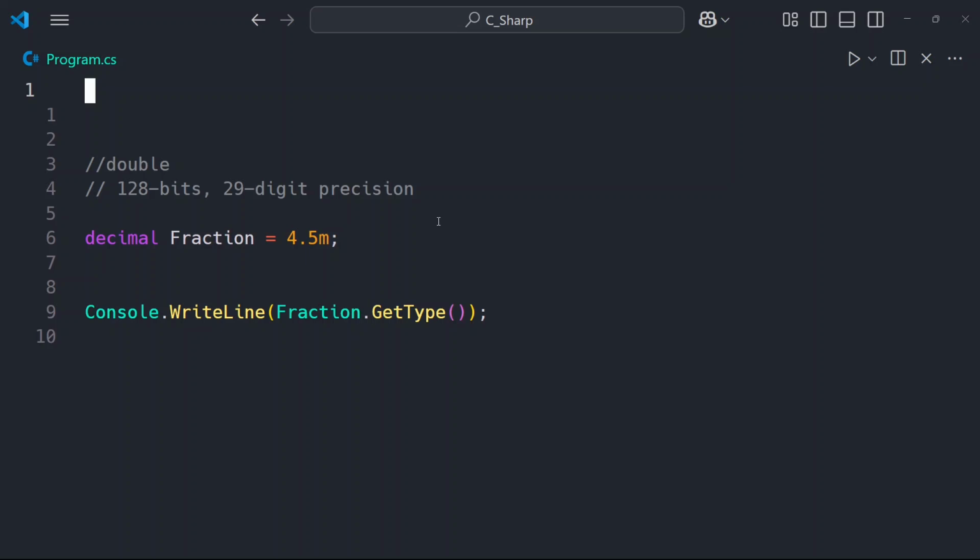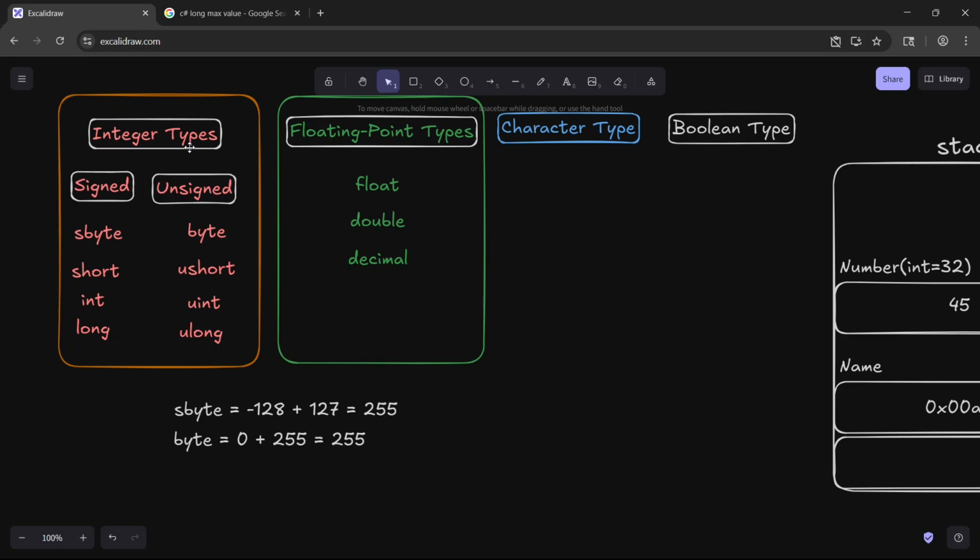You typically don't want to use this unless it's important. Like, well, calculating money is very important. Also, maybe some huge physics calculations. So we're done talking about integers. We're done talking about floating point types. Let's talk about character types.